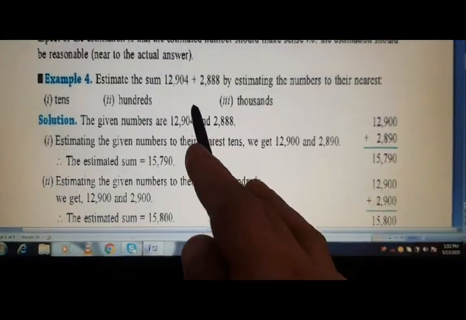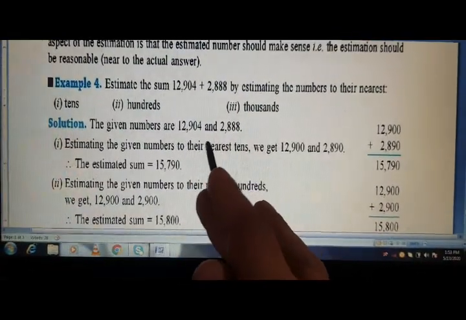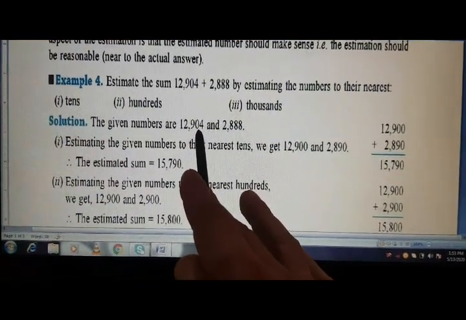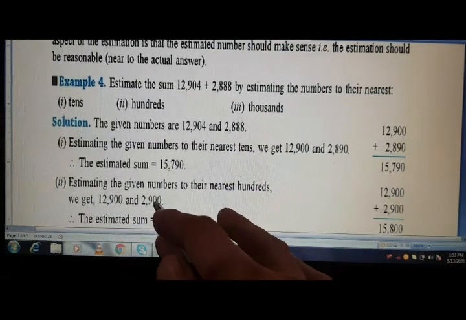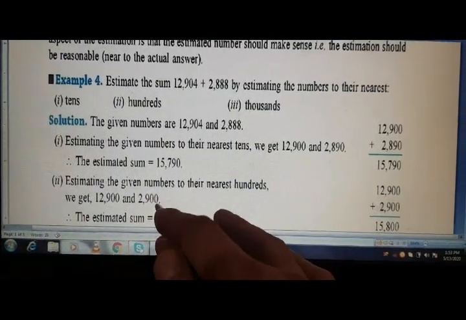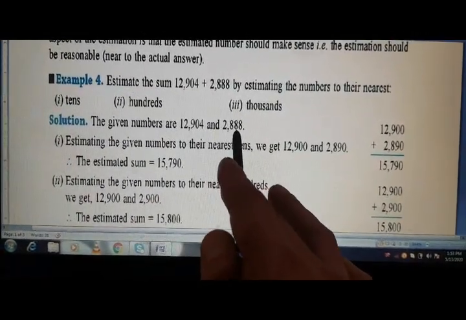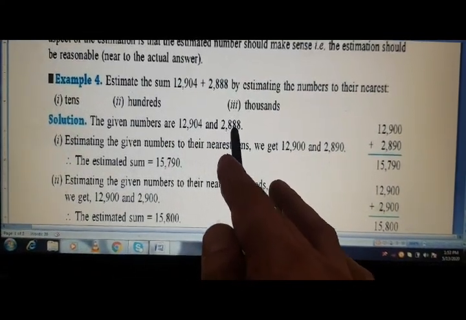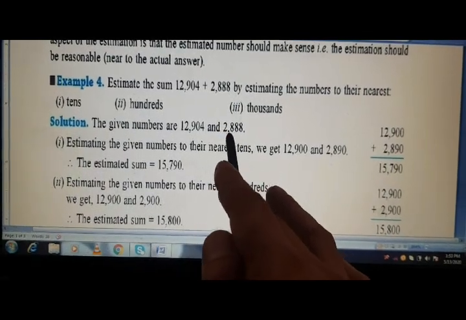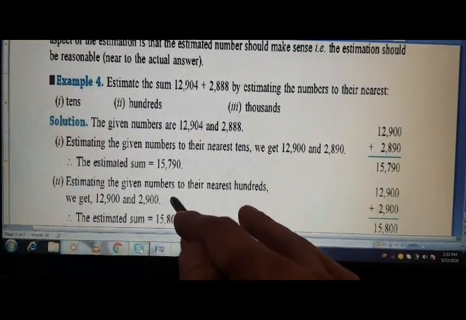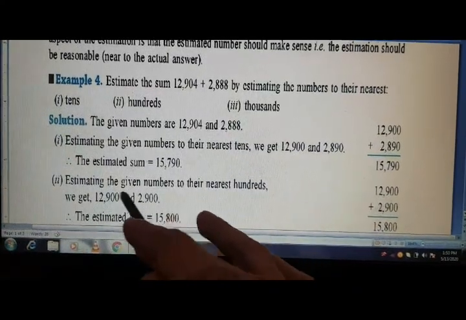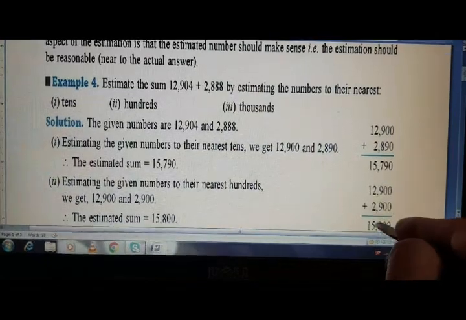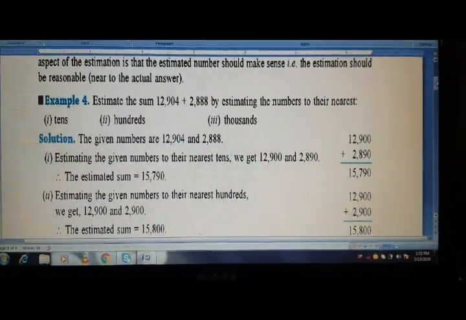Now nearest hundreds. In case of nearest hundreds, we will check from tens. The tens place here is 0, so 12,900 will be the rounded off number for this. And here we will check from tens, so 8 is greater than 5, so this will become plus 1, these two become 0, so 2,900 will be the answer for this. And then the sum of these two numbers will be 15,800. 15,800 will be your answer.